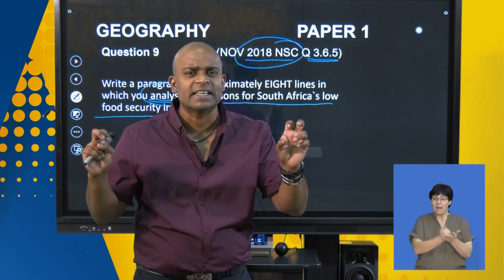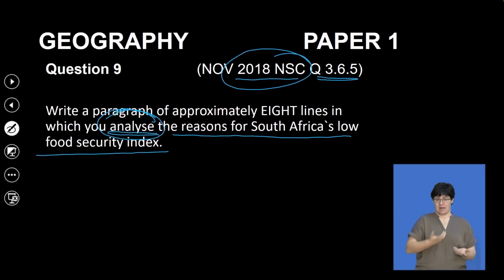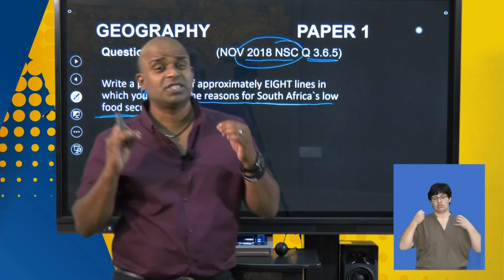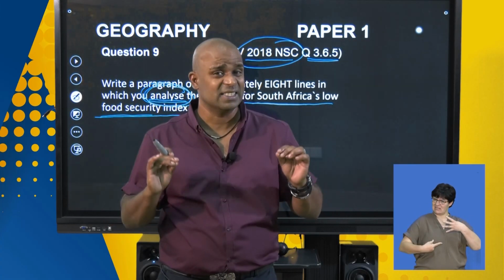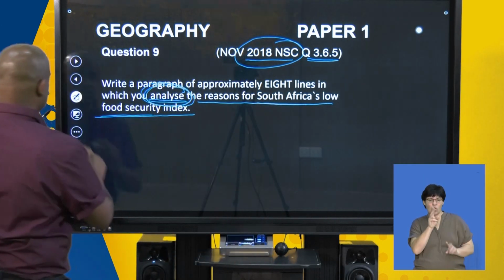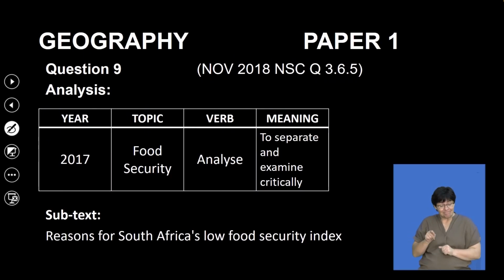What does the question want you to do? Analyze. Give an opinion. Correct. When you analyze, you're giving your opinion about the reasons for South Africa's low food security index. Now take a moment to think about this. Why would South Africa's low food security index be? Exactly. Are you thinking about it in terms of agricultural outputs? Let's look at some of these responses. In this particular examination, remember, always analyze your question.